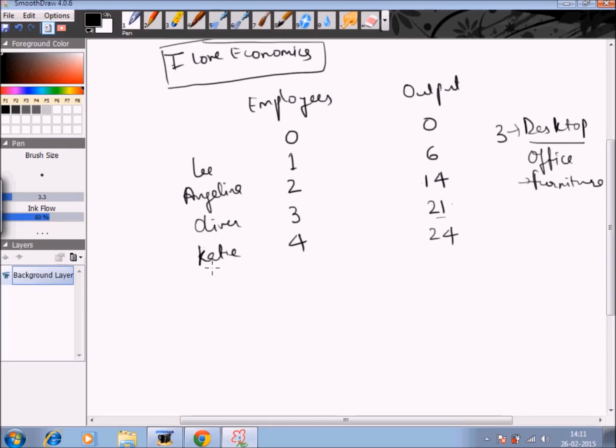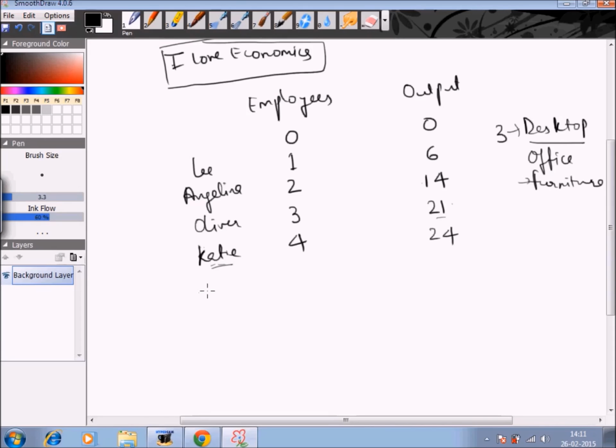So before this, Oliver, Angelina, Lee were using their separate desktops. But as soon as I employ Katie, she has to share the resources with these 3 people. So the productivity as soon as I employ Katie goes down. The total output will increase, but the per unit productivity has gone down.